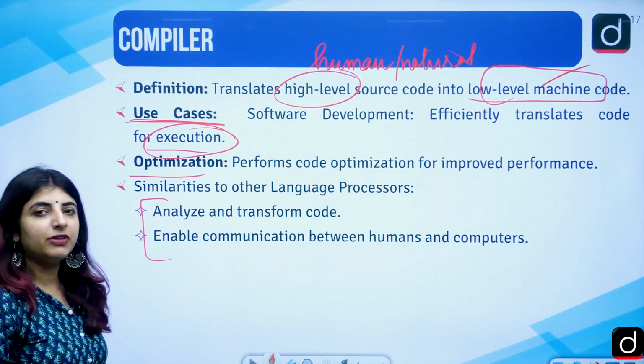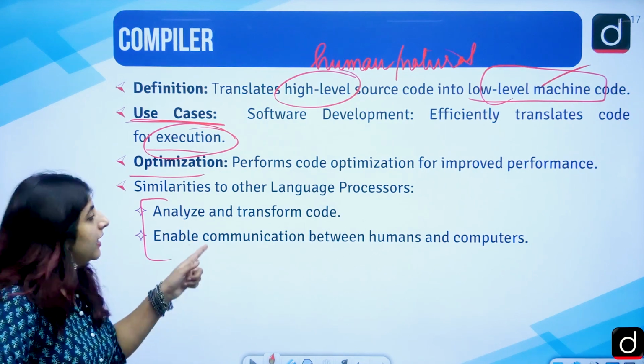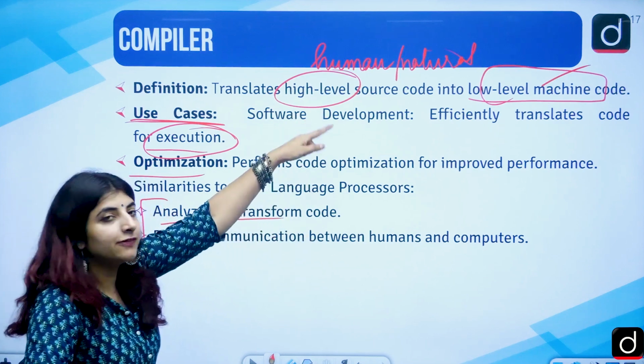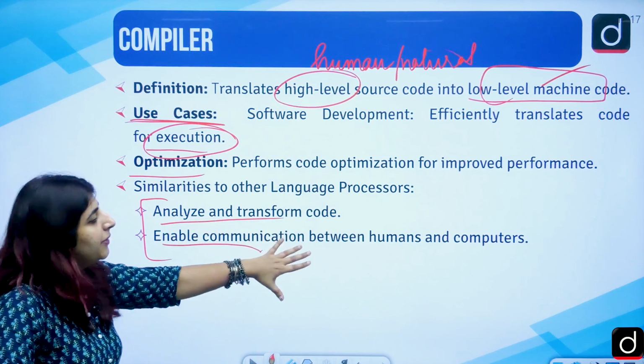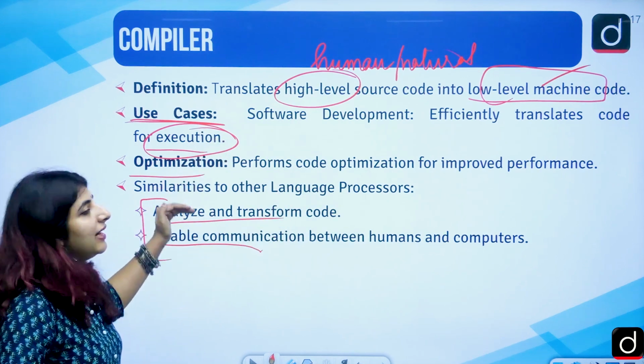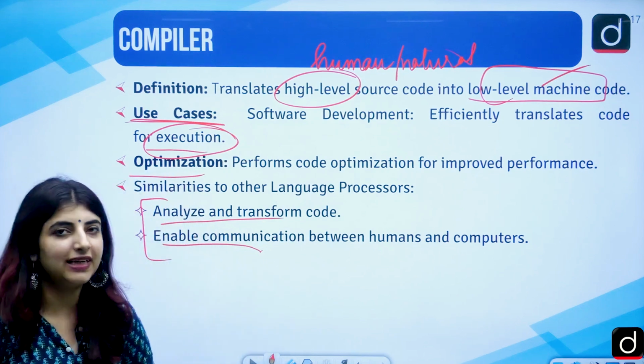Similarities to other language processors. What are the two other language processors? Assembler and interpreter. This also analyzes and transforms code. We all see that. It enables communication between humans and computer, and these similarities will be similar for the three of the language processors that we are going to do.